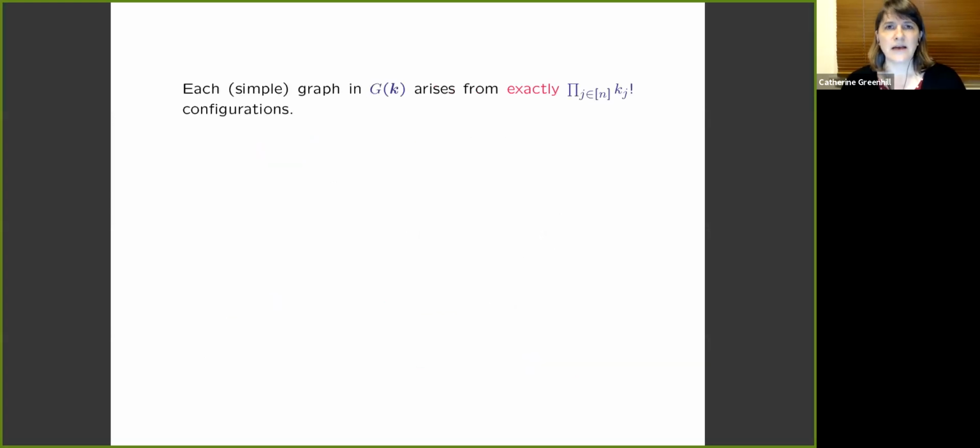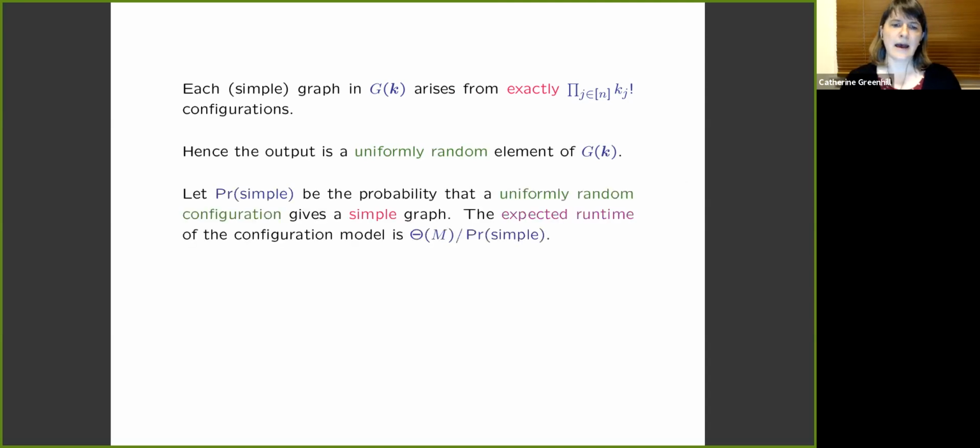So this is a very nice algorithm, and the reason why it works is that every simple graph in G of k arises from exactly the same number of configurations, this many. So if your configurations are random and you condition on being simple, then your output graph is also uniformly random, which is the reason why we like it so much. People use the configuration model to do calculations in, and it's also an algorithm.